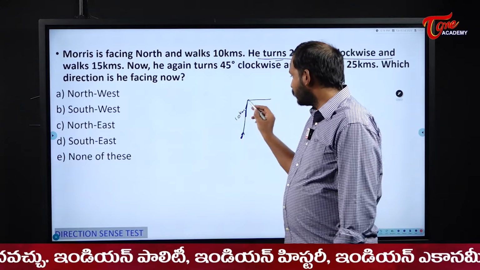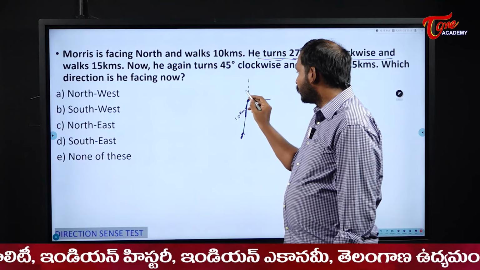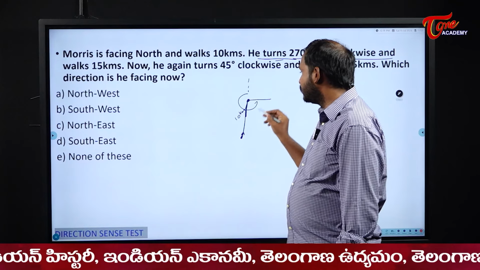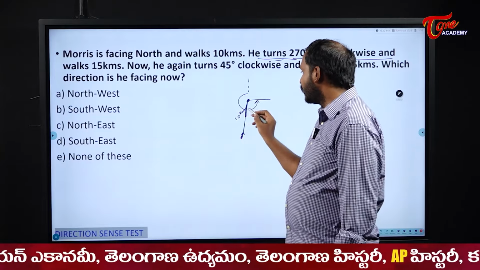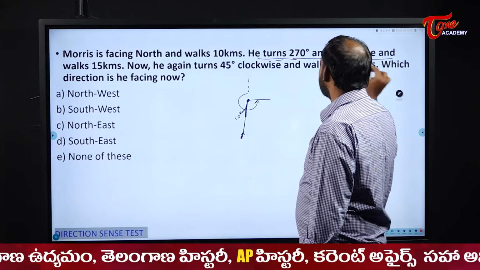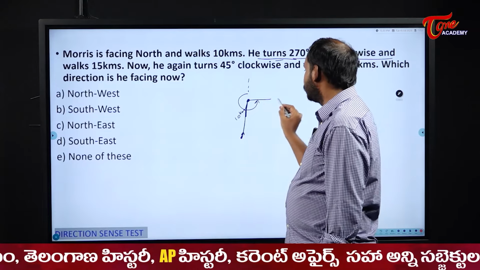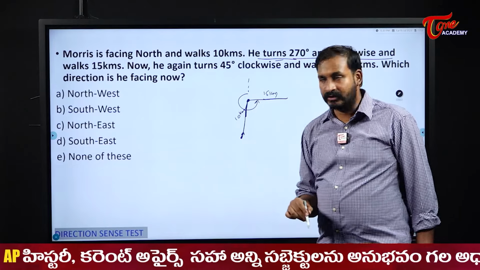He turns 270 from this position in anti-clockwise. From here he is getting deviated and he is covering 270 degrees. Up to here 90, 180 and 270. So now he came to this position and walks 15 kilometers. Now he is walking 15 kilometers.